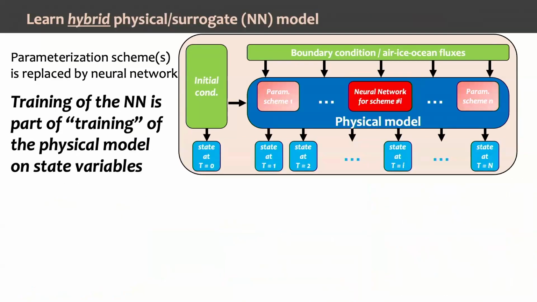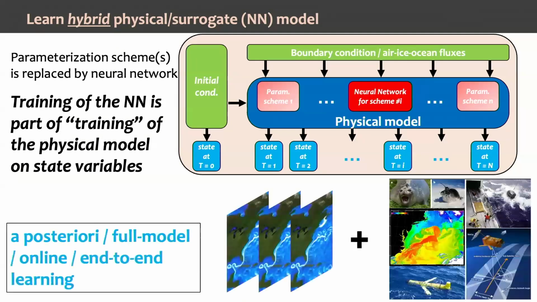Whereas if we could train on the state of the model, the actual physical state, and train the full model, then maybe we have an improved chance of getting a model that reduces the drift or biases in the model. That's the whole goal of why this exercise is done. This leads to the concept of full-model, or online, or end-to-end learning, where we do a learning process that encompasses not just the neural network, but the entire model.